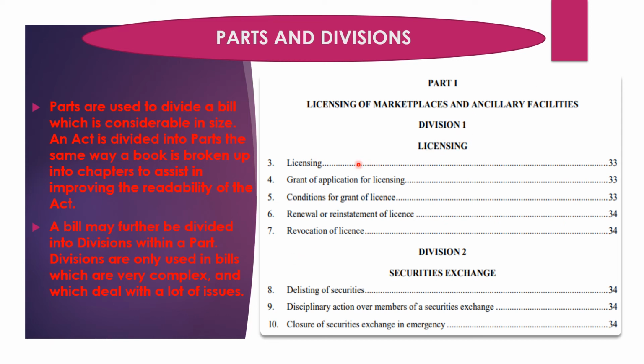So let's look at our example. We have here Part 1, licensing of marketplaces and ancillary facilities. And we see the different clauses, Clause 3, licensing, Clause 4, grant of application for licensing, coming right down to Clause 7, which states revocation of a license. So what we do when we have a part in the bill is that we have the part number, the title of the part, and the various sections that are going to be contained under that part.